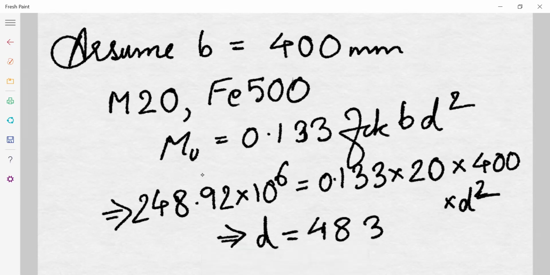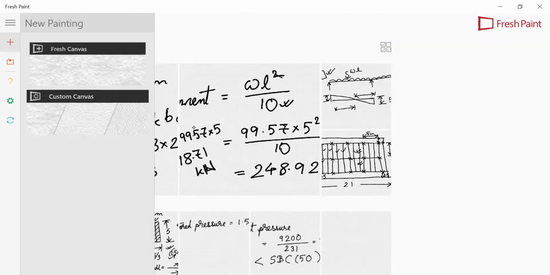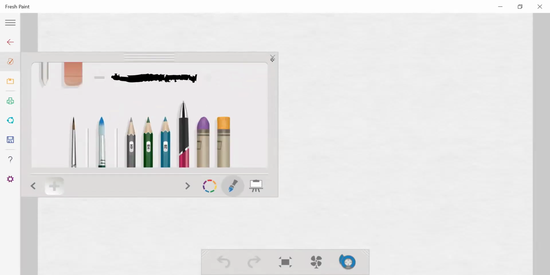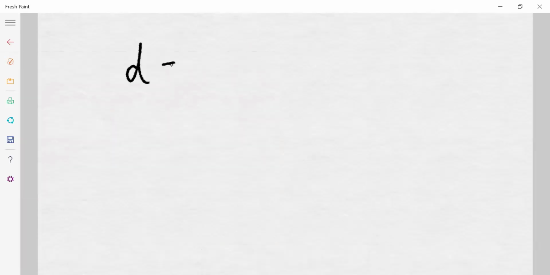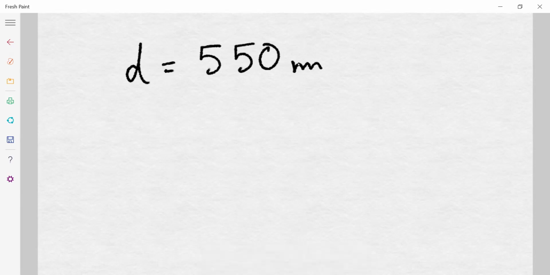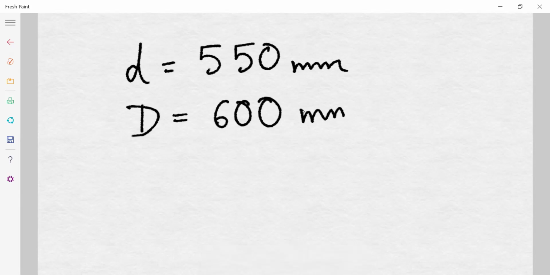Since we get around 483 something, let us consider an effective depth a little bit higher. If I consider the effective depth D as 550 mm, then the overall depth we take as 600 mm. Now what will be the AST value? We have every data we have got.